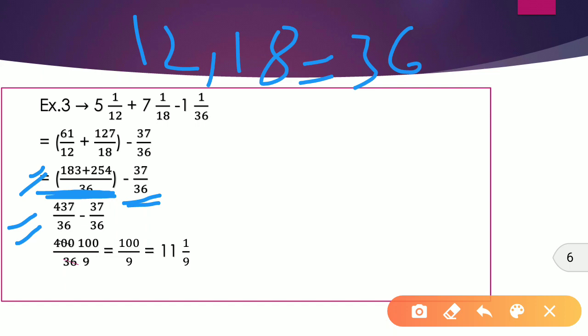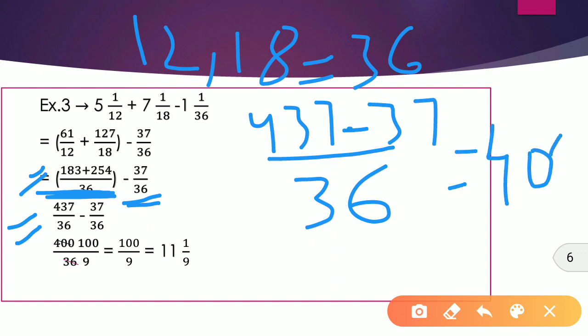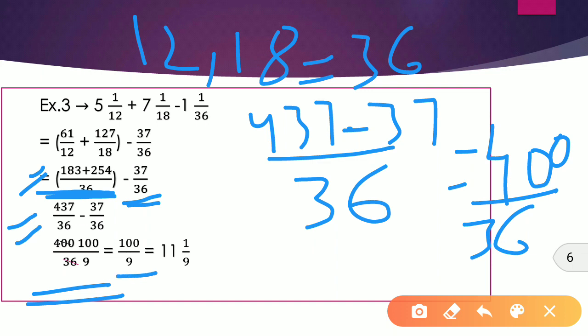Here the denominators are the same. So first you write in the denominator 36 and then you subtract the numerators, 437 minus 37. This will give you 400 by 36. Now you can also simplify this rational number. When you simplify the rational number, you will get 100 upon 9. This can also be your answer, but if you want to convert this simple fraction into a mixed fraction, you will get 11 whole 1 by 9, which is also your correct answer.